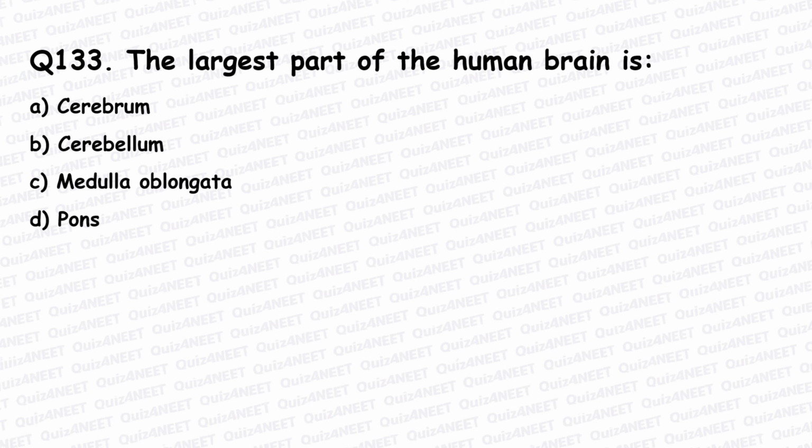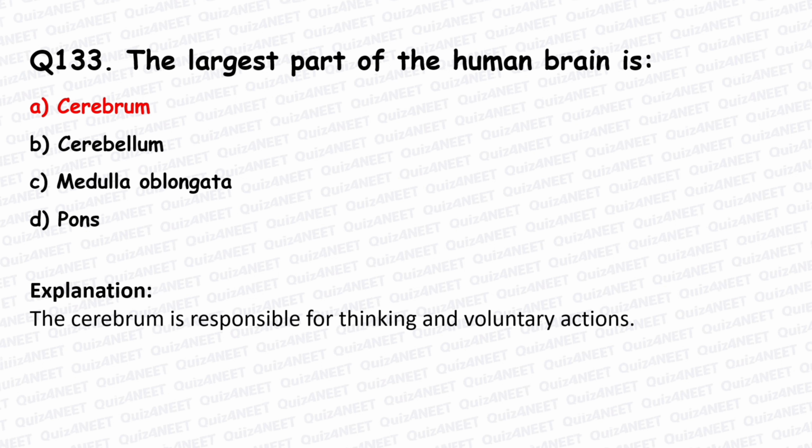Q133. The largest part of the human brain is A. Cerebrum, B. Cerebellum, C. Medulla oblongata, D. Pons. Answer A. Cerebrum. The cerebrum is responsible for thinking and voluntary actions.